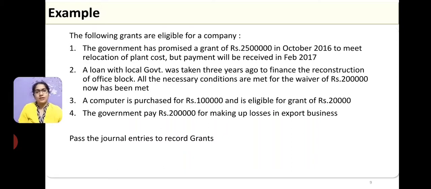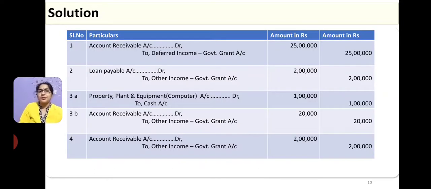So first they'll ask you to pass the journal entries. Let's see for each case what is the journal entry that we can pass. So for the first one, the government has promised a grant of 25 lakhs in October, but you are going to receive it in February 2017. So for that I can record account receivable account debited to deferred income, put a dash and write government grant, because deferred income could be through any other form, but this deferred income is related to the government grant, and I write the amount in the amount section.